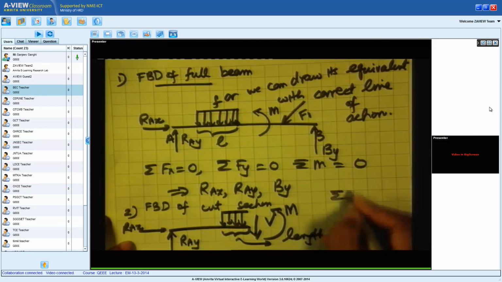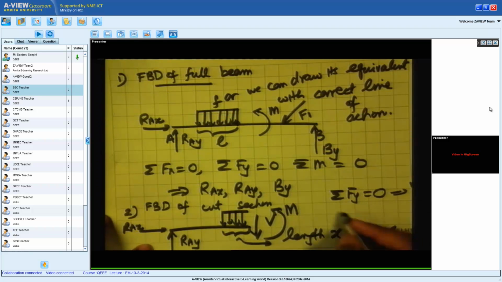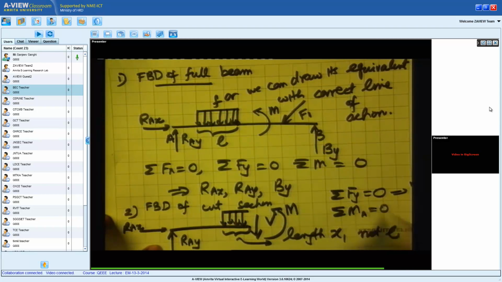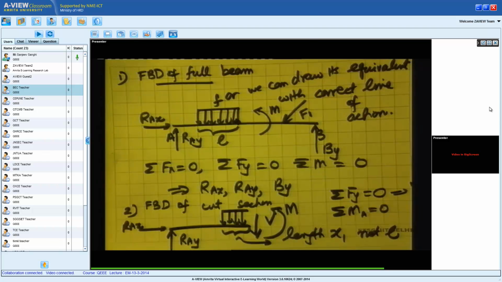So these are what will come in the free body diagram of the cut section. And now when I do sigma Fy equal to 0, this will give me the value of V. And when I take sum of moments about A equal to 0, or I can take moments about X equal to 0, I can take moments about any point, I will get the value of M.